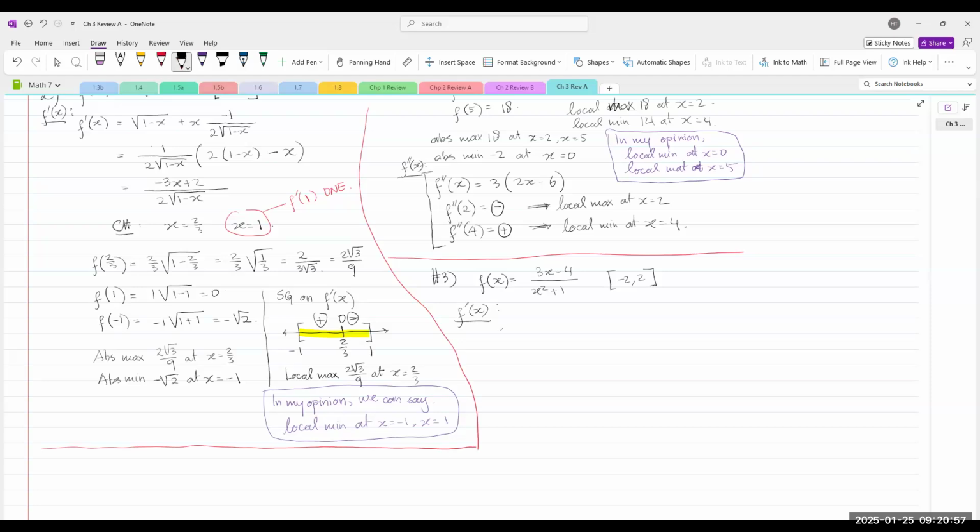Now f prime of x here will be the first derivative: on the top is 3 times the denominator minus the numerator multiplied by the derivative of the denominator, over the denominator squared. The nice thing is the denominator is always positive. Note, let me write it down. In other words, we will not get any critical number due to the first derivative becoming undefined.